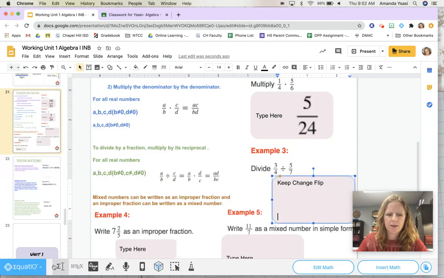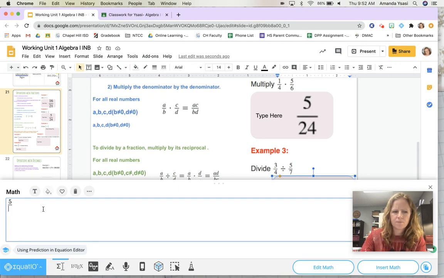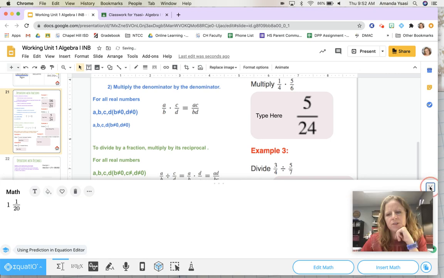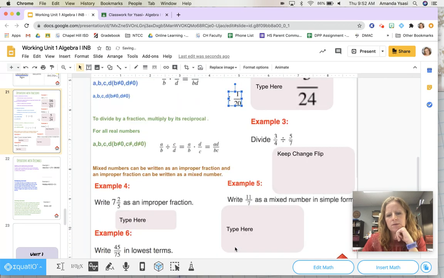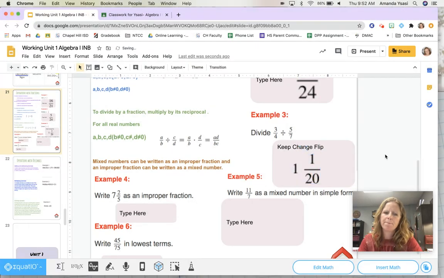So let's put that in as our answer. 1 space 1/20. Insert. Close that. Put it down here. There we go.